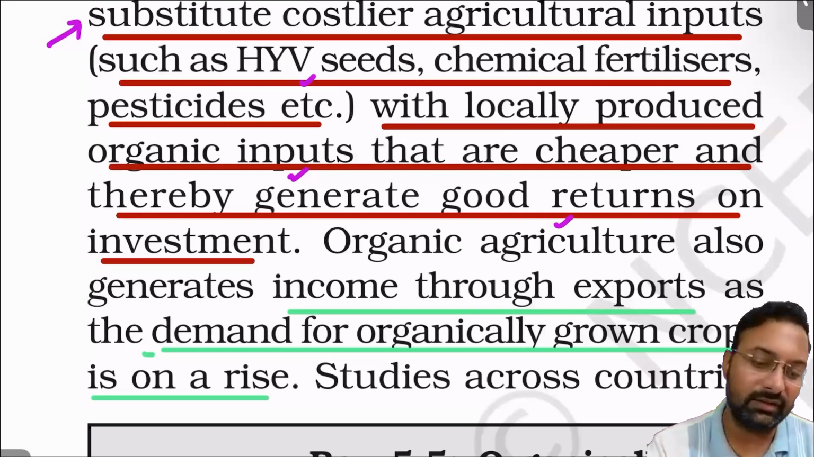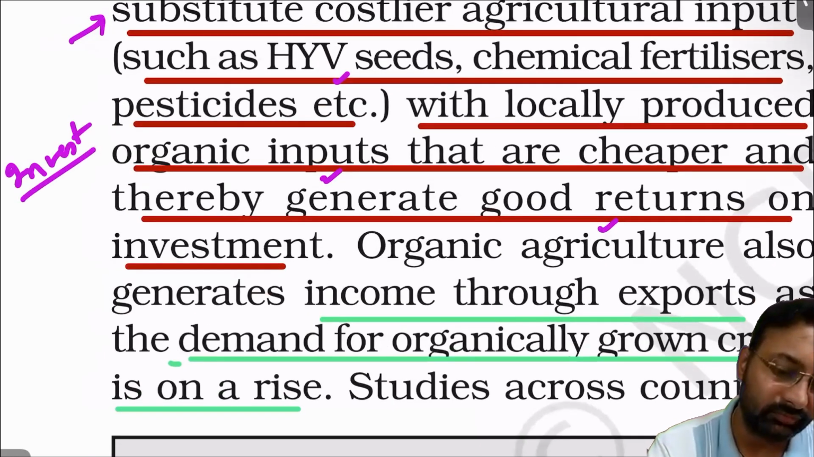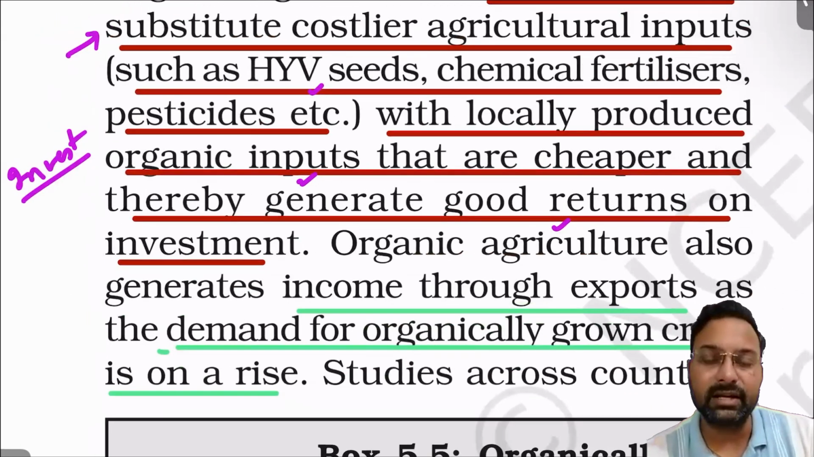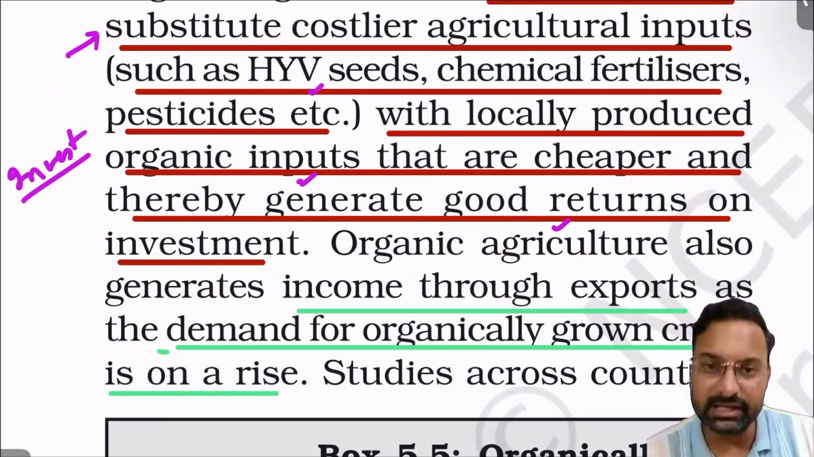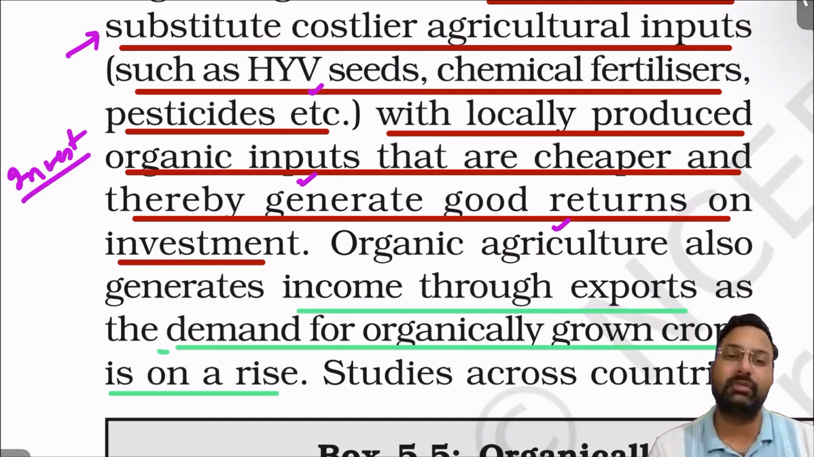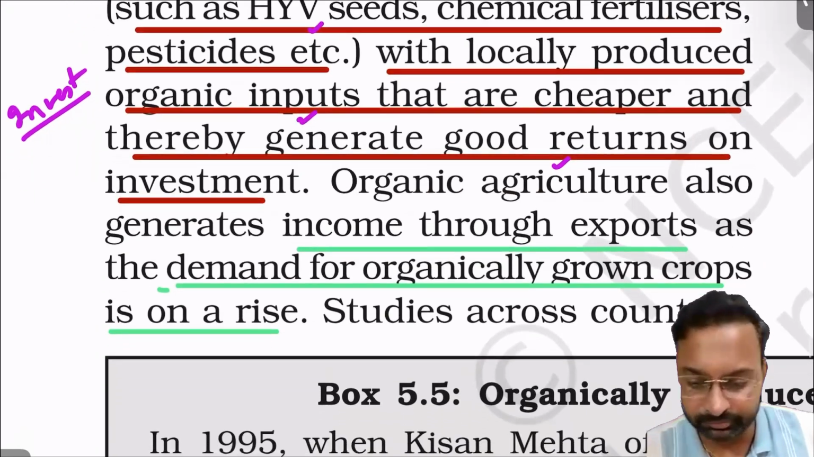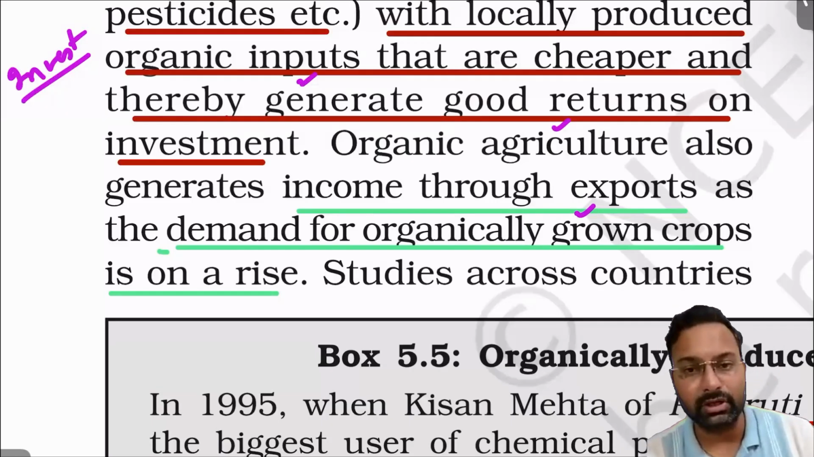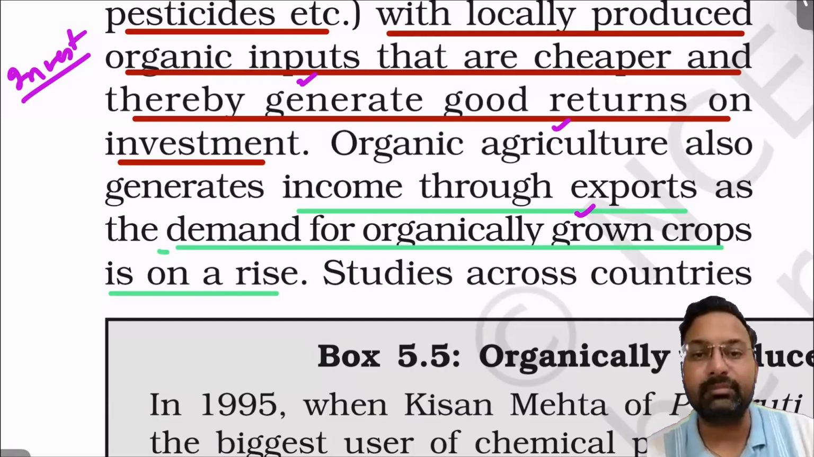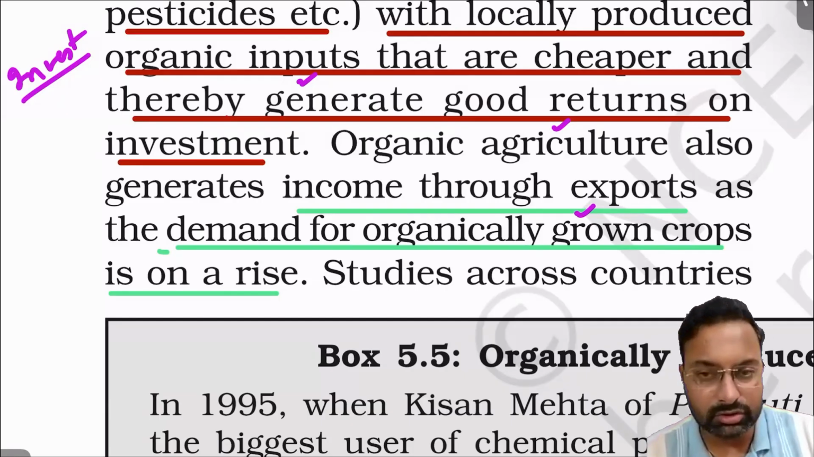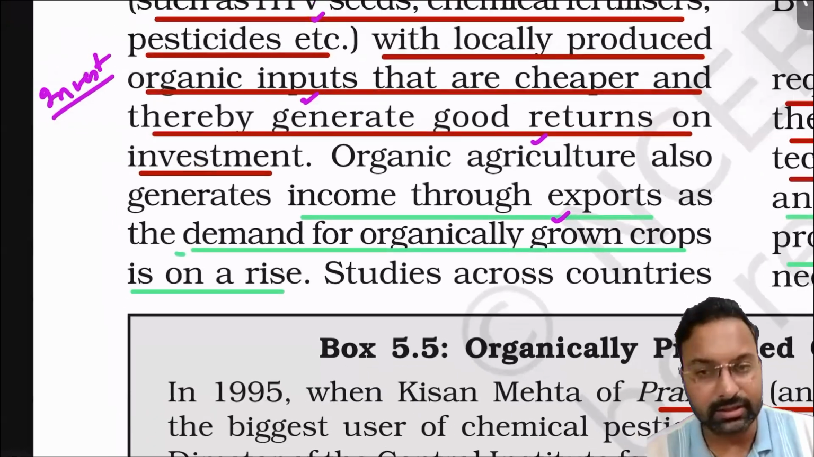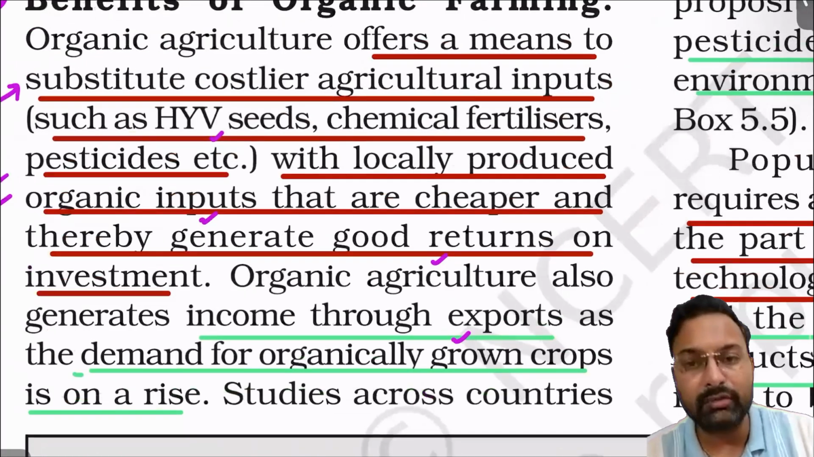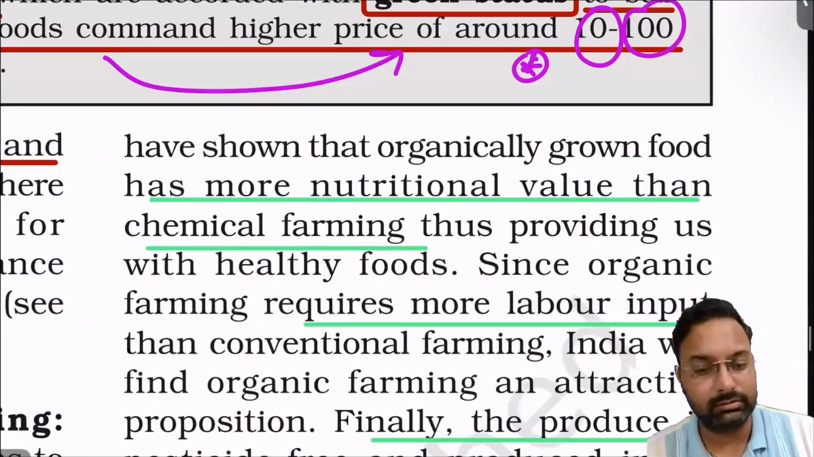So the investment done by the farmer in the field will be lower, and whatever amount he gets for his crop will be much higher. Because he is investing less and gaining more, his profits will be better, right? Income through exports can also be gained, because as we have already seen in box 5.4 above, these organic produce are in much demand outside India also, right? Because of the increase in information regarding the negative effects of chemical fertilizers, organic farming can be a better alternative for the farmers, right?